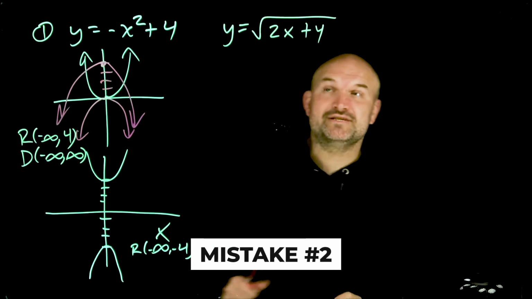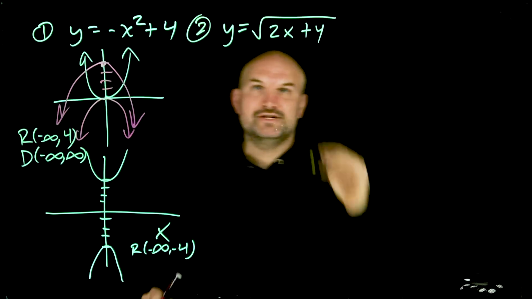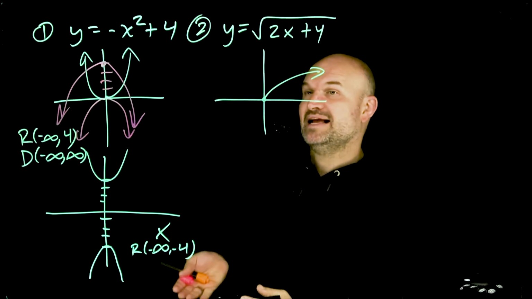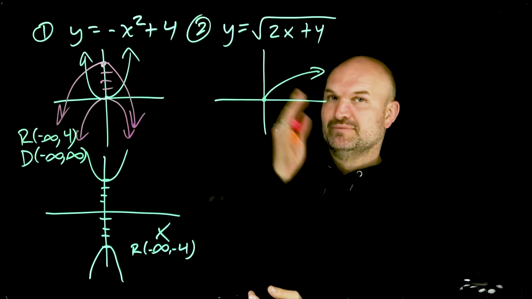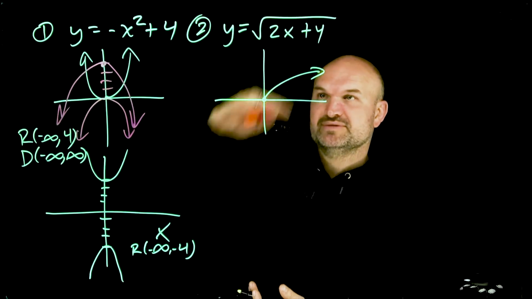All right, the next one is going to be with a radical function. So when we're dealing with the square root function, again, we need to know what the parent graph is going to look like. So the parent graph looks like this. Now the domain in this case is going to be all positive numbers from 0 to infinity. The range in this case is also going to be all positive numbers from 0 to infinity.